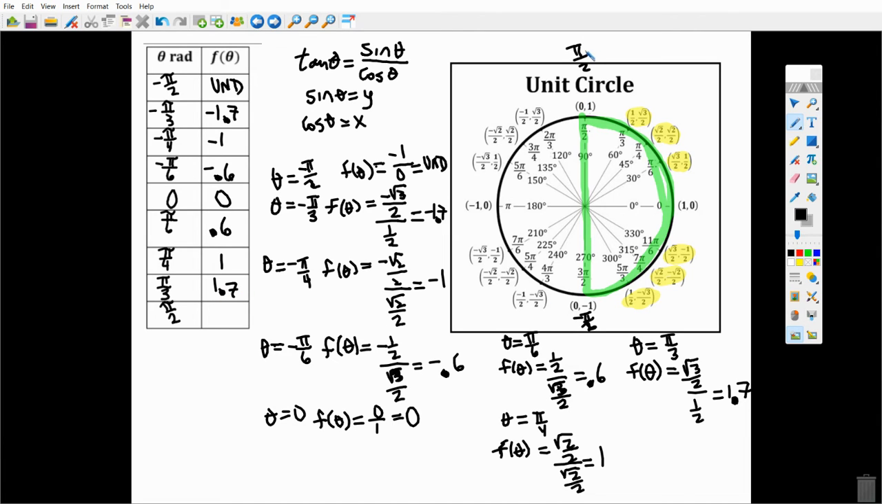And if theta equals pi over 2, our tangent is going to equal, again, sine is 1, cosine is 0. 1 over 0, just like we started over here with negative 1 over 0. That's undefined. And that's how we get the values that we fill in for our tangent. Remember, f of theta, that's our tangent graph here.